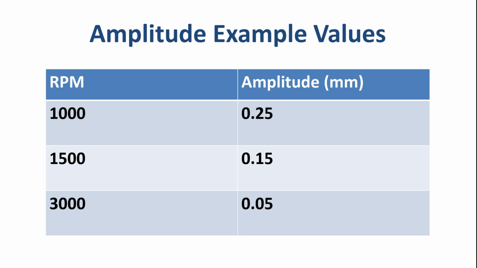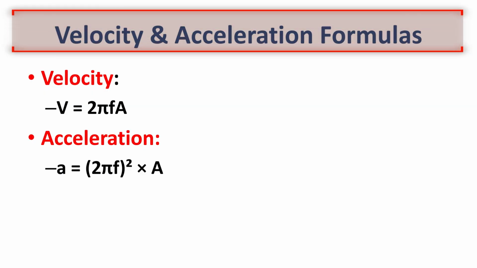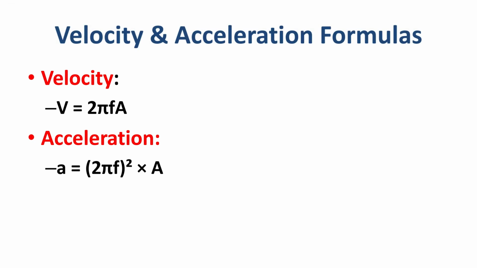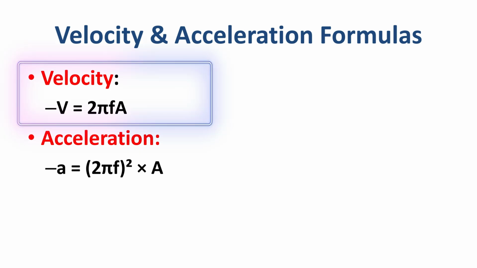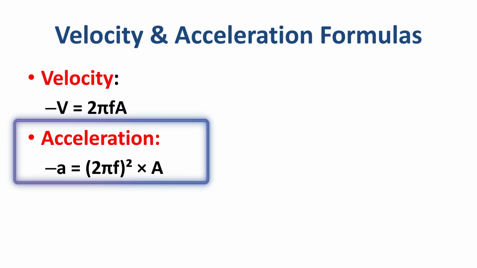Now we will quickly see how we can calculate the velocity and acceleration, because normally in your vibration analyzers you get velocity and acceleration. We will discuss how they are calculated using the SHM, simple harmonic motion, formulas. Using SHM, the velocity formula is 2 pi f a, where f means frequency and a means amplitude. Similarly, the acceleration is 2 pi f square a, where f means frequency and a means amplitude. Don't get confused, it will become clearer.